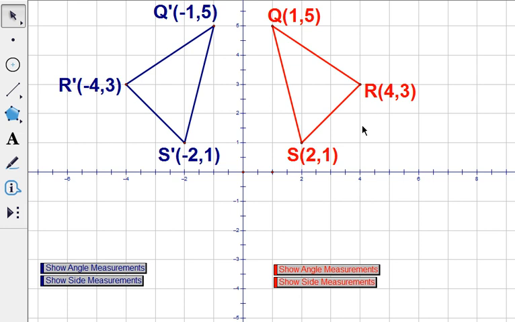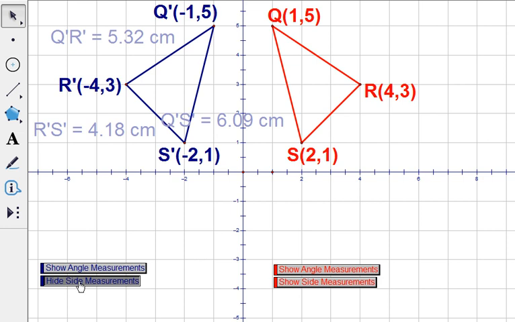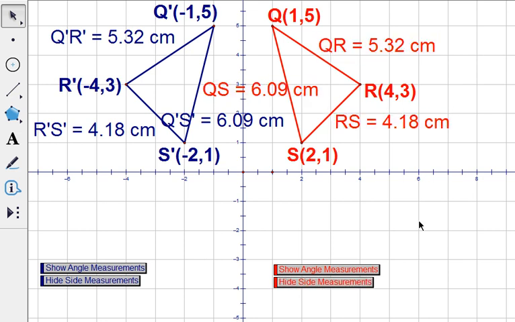What I've done is I've had Sketchpad take care of that for me. Not that I couldn't have done it with the side lengths, but there are all the side lengths of my image triangle Q prime, R prime, and S prime. Then I also have all the side lengths of triangle QRS. Now when I look at this, I notice that, yep, those two sides are equal in length, they're congruent. These two sides are equal in length, therefore those sides are congruent. And these two sides are equal in length, therefore those sides are congruent.